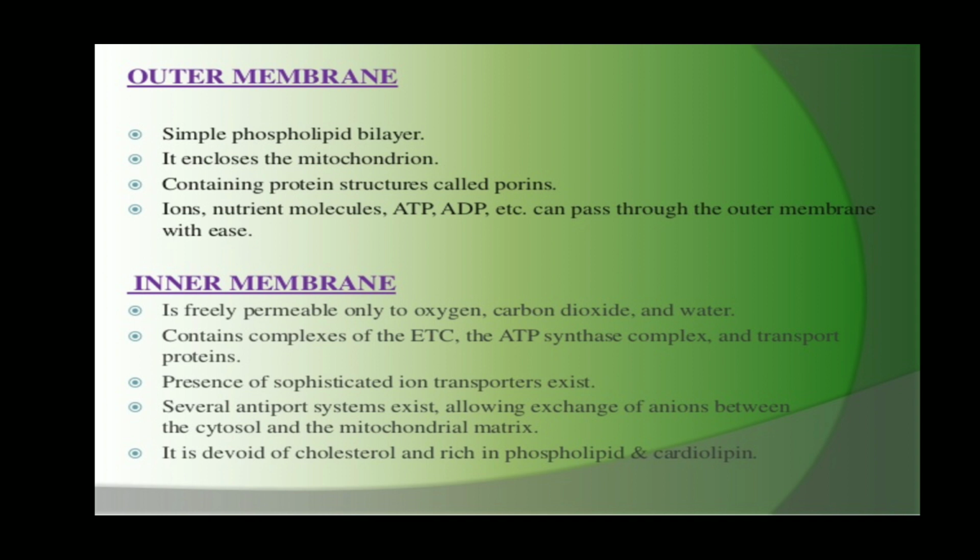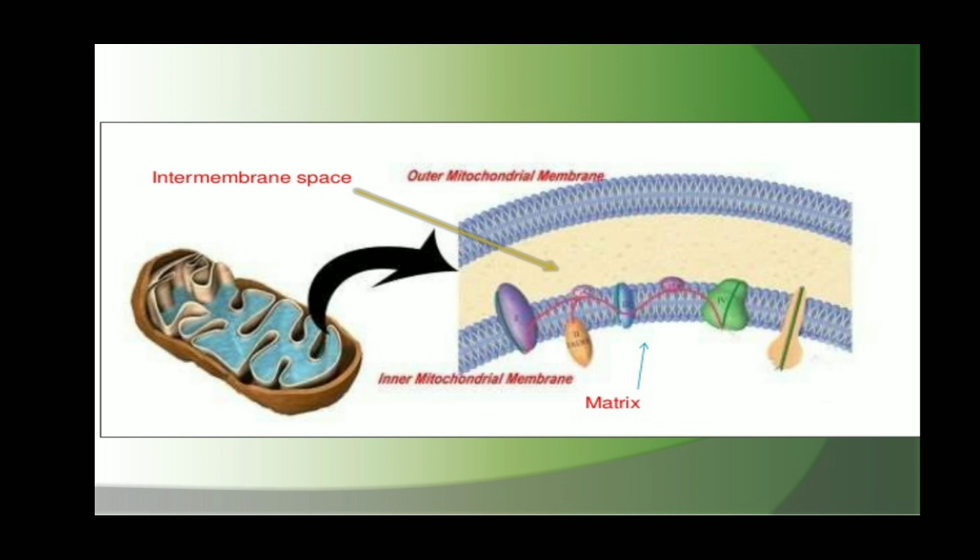Okay, so it is devoid of cholesterol and rich in phospholipids and cardiolipins. So this is about the inner membrane. Here you can see the intermembrane space, the outer membrane, the inner membrane, and at the inner mitochondrial membrane you will find the electron transport system, ATP synthase, right, and inside that, the matrix.